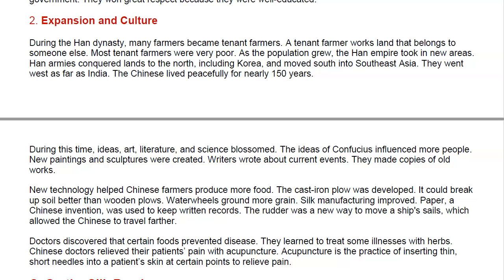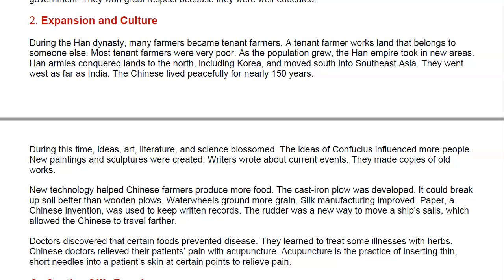New technology helped Chinese farmers produce more food. The cast iron plow was developed. It could break up soil better than wind plows. Water wheels ground more grain. Silk manufacturing improved. Paper, a Chinese invention, was used to keep written records. The rudder was a new way to move a ship's sail, which allowed for Chinese to travel farther.